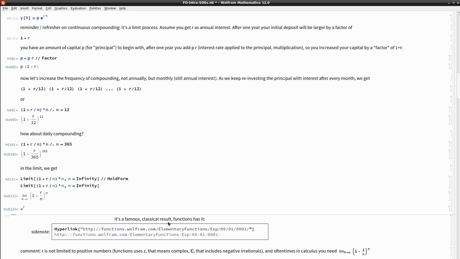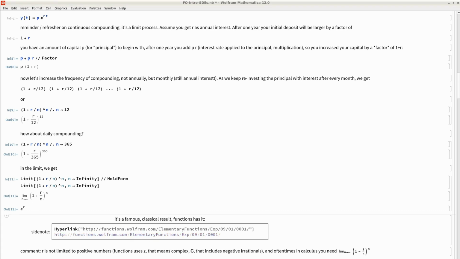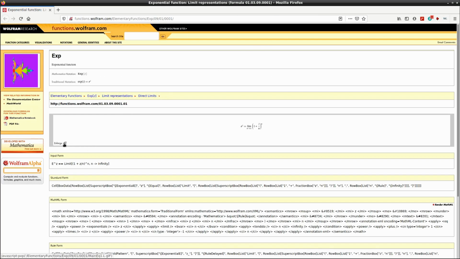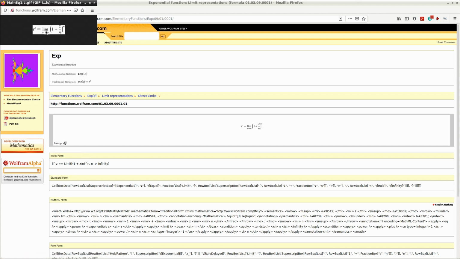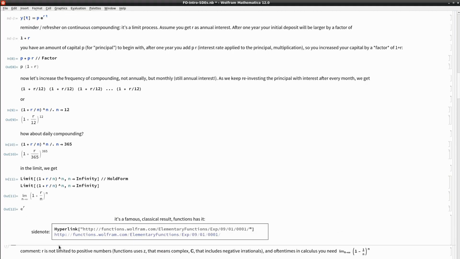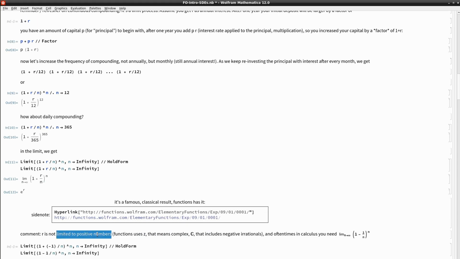And this is a famous classical result, and Functions has it. If you look at Functions, then we can see this result directly here. It's a long established result that this limit goes to e to the power of the independent variable here. Okay, a comment: r is not limited to the positive numbers, and Functions uses z, and that's usually used to denote complex numbers. So this also works in the complex case, and that would also include negative irrationals.